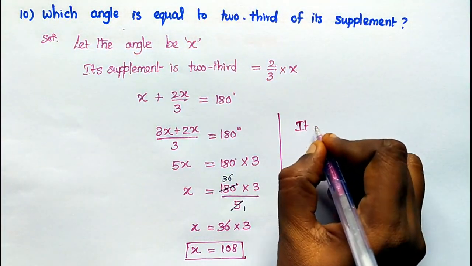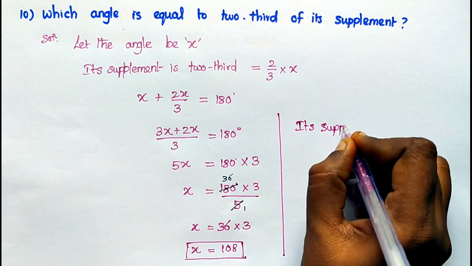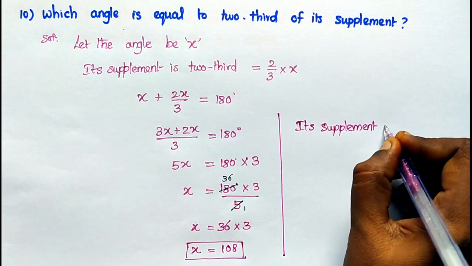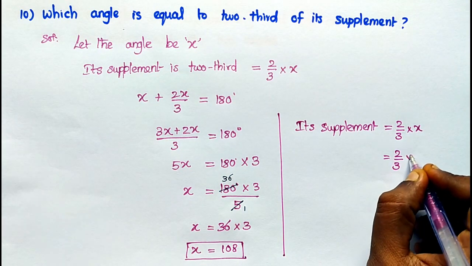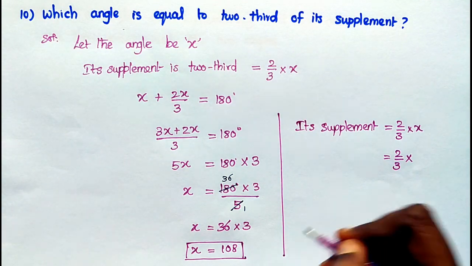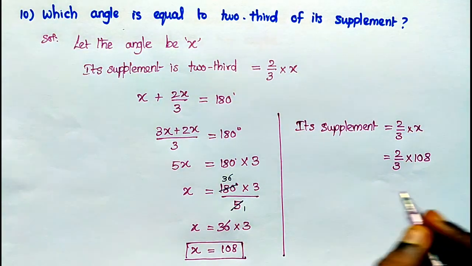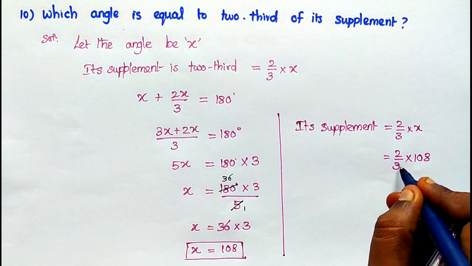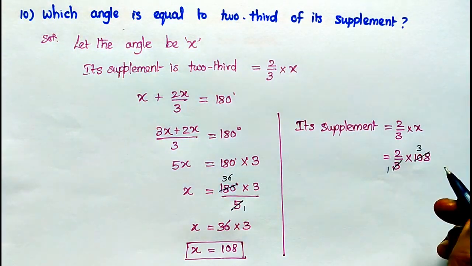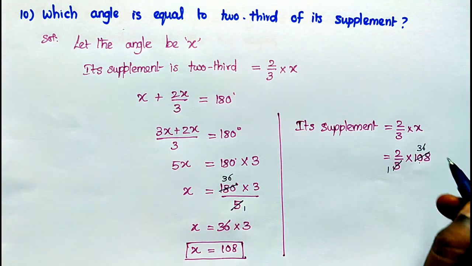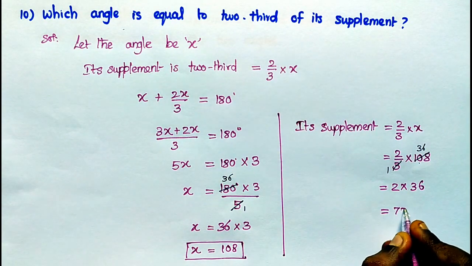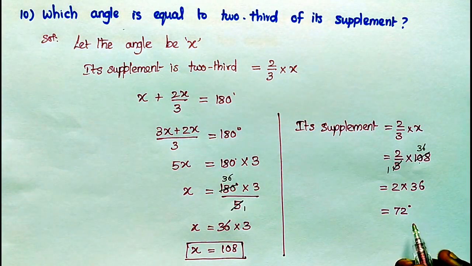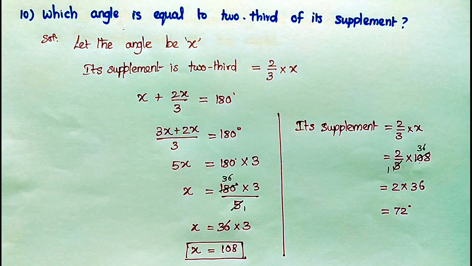Now its supplement equal to 2/3 of x, that is equal to 2/3 into x. What is the value of x? 108. Now cancel this number, 3 1 is 3, 3 3s are 9, balance 1, it becomes 18, 6 times. So 2 into 36, that is 72 degree. So 72 degree plus 108, we get 180 degree. So it is supplementary angle.